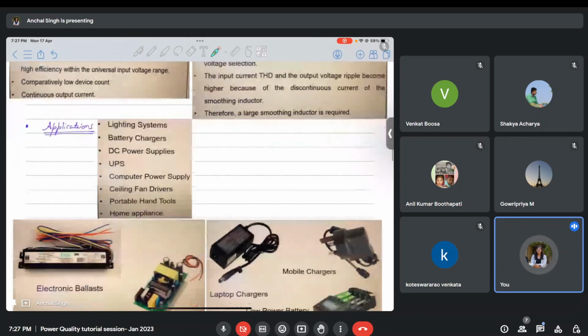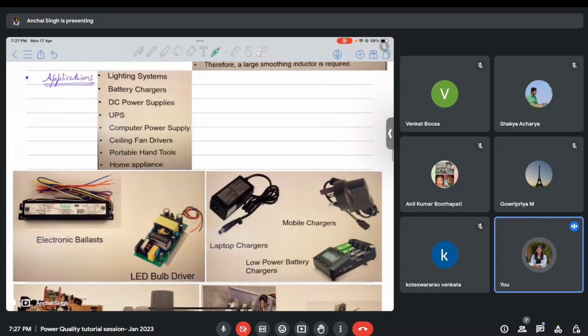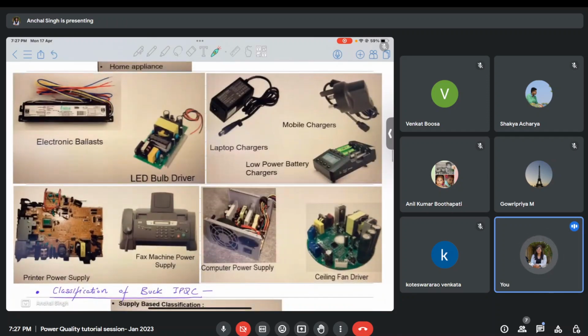Applications of IPQC buck converters are in lighting systems, battery chargers, DC power supplies, UPS, computer power supply, ceiling fan drivers, portable hand tools, home appliances, etc. So these are electronic ballast. Electronic ballast is present in our tube lights. So initially we used to have the choke coil, right?